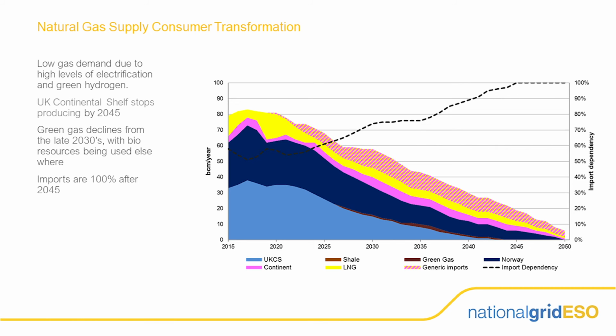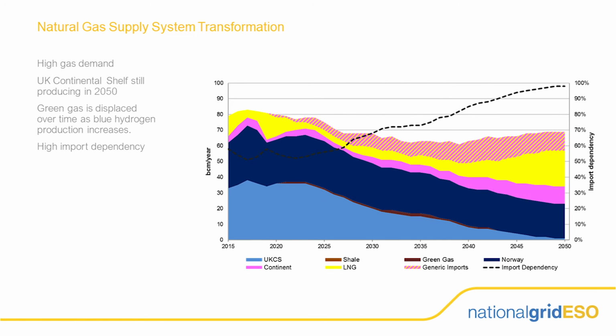As gas from the UK declines and nothing comes in to replace it, reliance on imports grows to reach 100% from the year 2045. These imports are made up of Norwegian gas in the dark blue, gas coming from the continent in the pink, and liquefied gas in the yellow. The yellow and pink stripe is also imports, either coming from the continent or LNG. But because the market is near impossible to predict far in advance, we have a generic import category where the market will decide at the time.